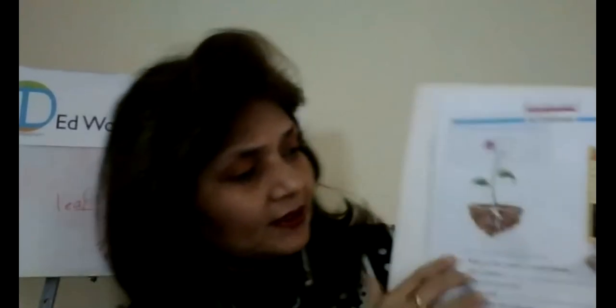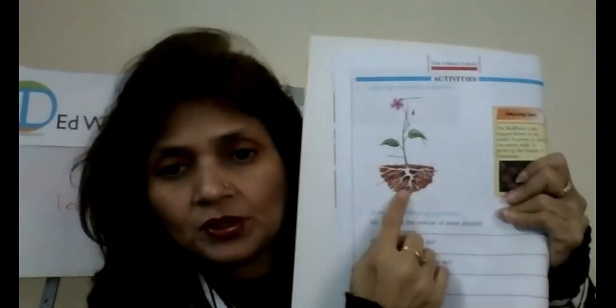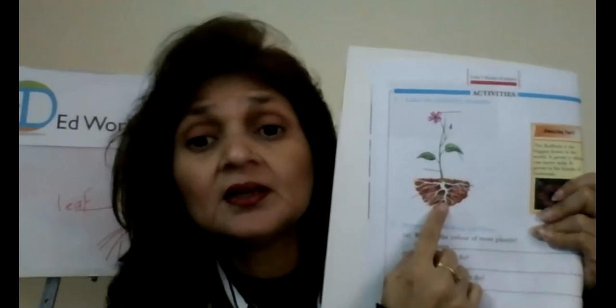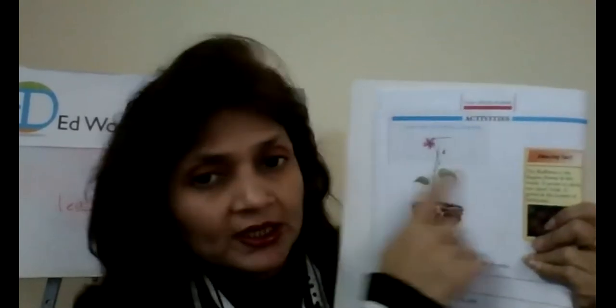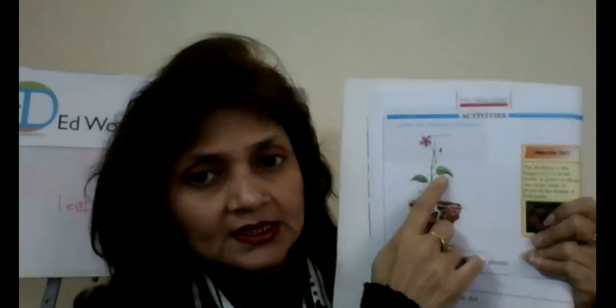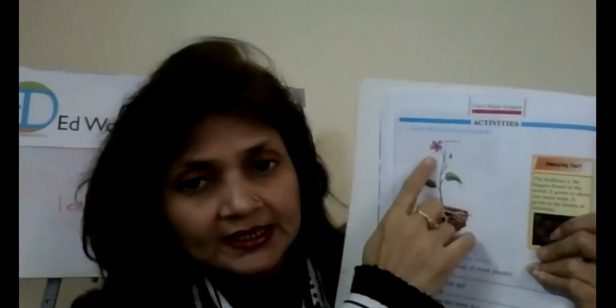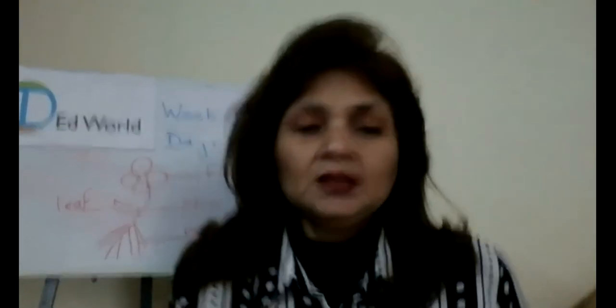All right. Now which part is this called? What do you call this? These are the roots. Wow, great. Now what's this tiny stick here? It's the stem. Very nice. And what are these two on the sides? These are the leaves. And this is flower. Wow, great job. Good class.